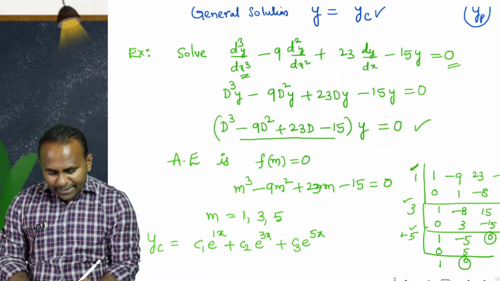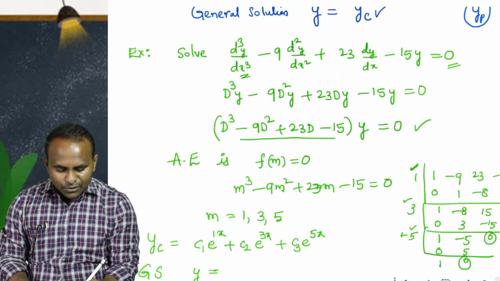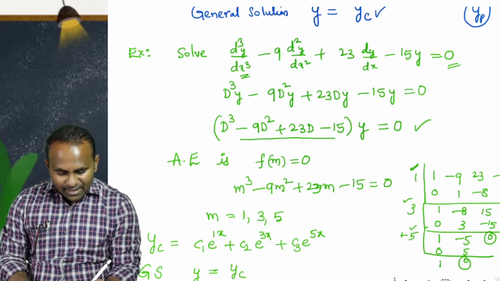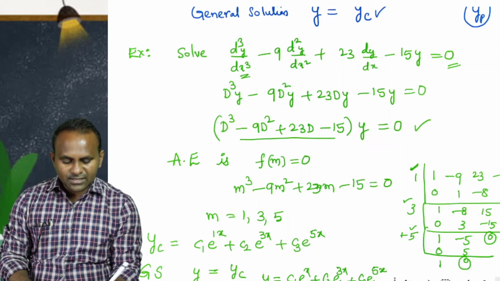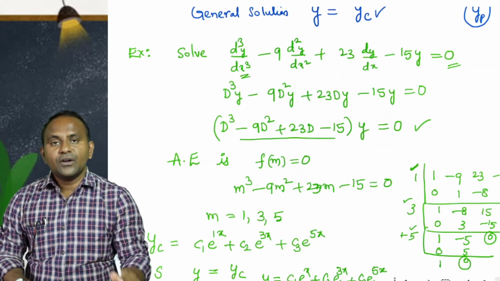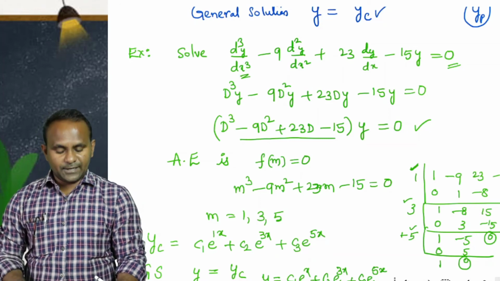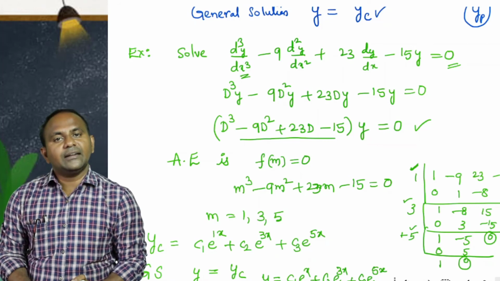And as we know already, the general solution of this differential equation will be y equals only yc. Or you may write that as y equals c1 e power x plus c2 e power 3x plus c3 e power 5x. That's it. This is the general solution of this homogeneous linear higher order, third order differential equation, where the roots are real and distinct.